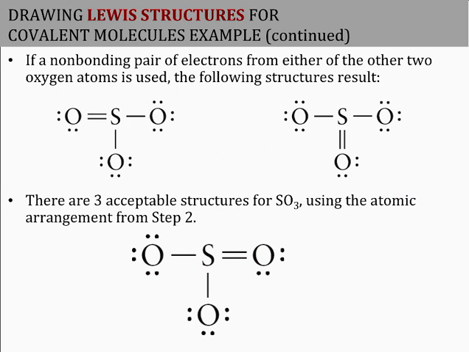Now, if a non-bonding pair of electrons from either of the other 2 oxygen atoms is used, the following structures result. So we could have had a double bond between the oxygen on the left and sulfur, or we could have had a double bond between the oxygen on the bottom and sulfur. So there are 3 acceptable structures for SO3, and all of these are correct. Really what matters is that there are 8 valence electrons around each of the atoms.